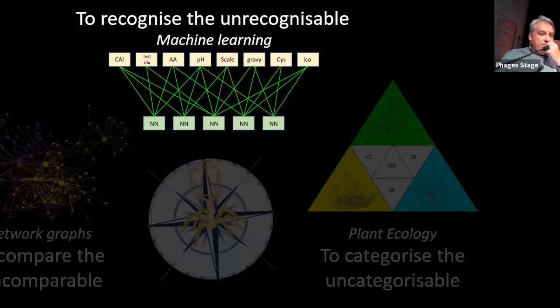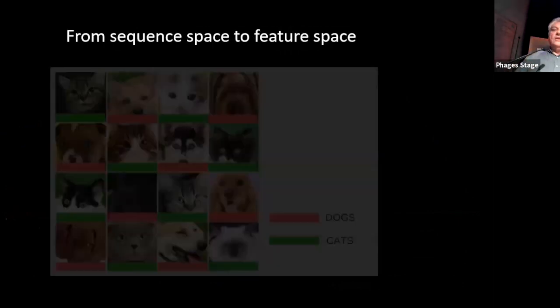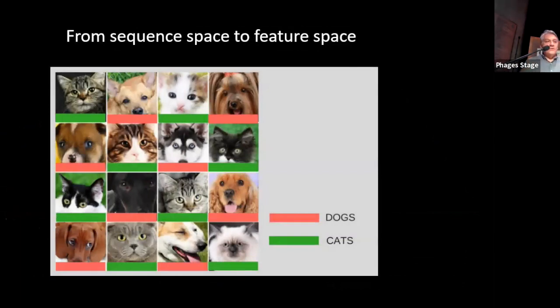We're starting with the machine learning. So we said we are using feature-based machine learning. We are moving from sequence space into feature space. And what does that mean? I give you a short example about cats and dogs. Just imagine you have a lot of pictures of cats and dogs.